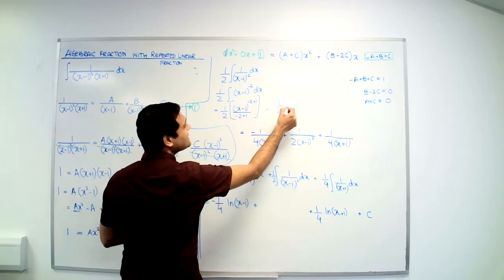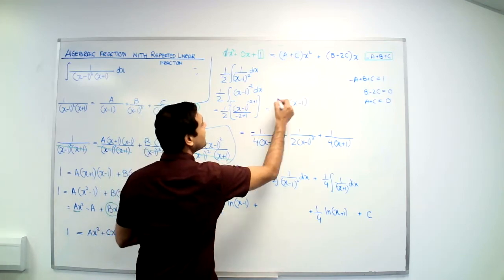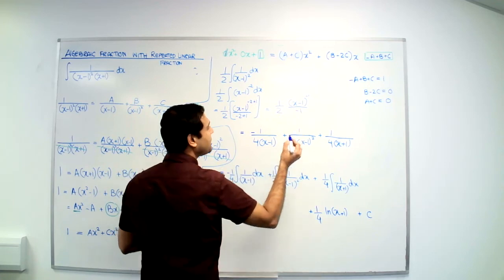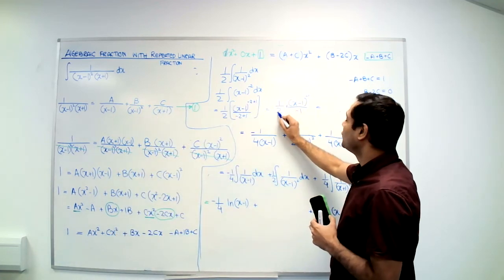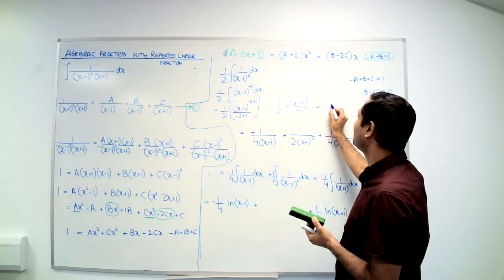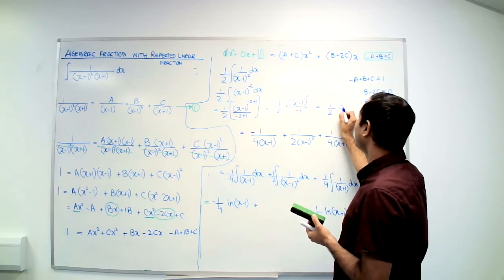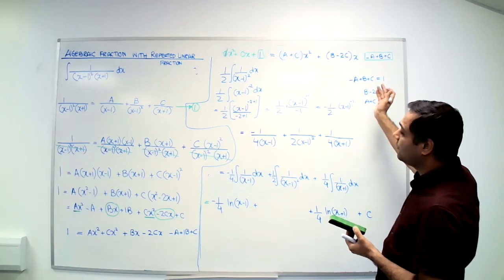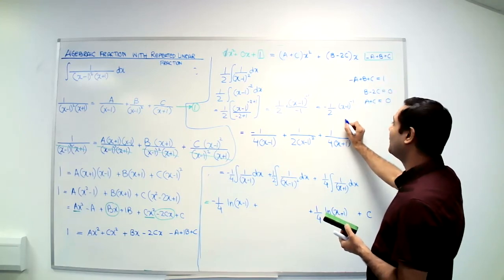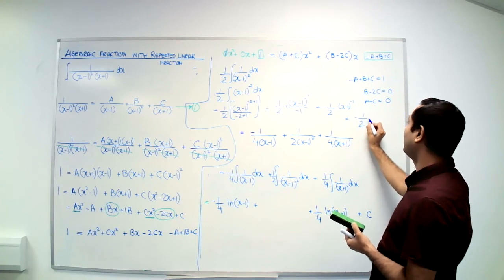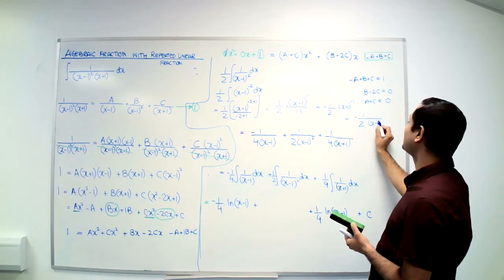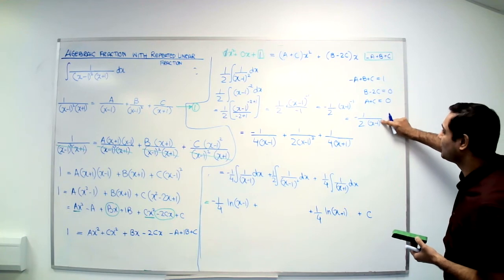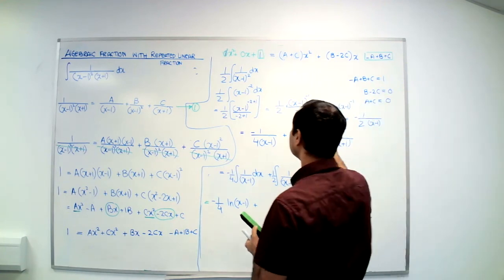So, 1 over 2 is as it is. Here it becomes (x minus 1) to the power of minus 2 plus 1, which is minus 1. And at the bottom, minus 2 plus 1 is minus 1. They are multiplying, so 1 over 2 times minus 1 gives minus 1 over 2, and you've got (x minus 1) to the minus 1. Now this minus 1 power, we don't want to write it that way. You need to bring it down, and that becomes 1 over (x minus 1). That's it. So this is the answer to that.